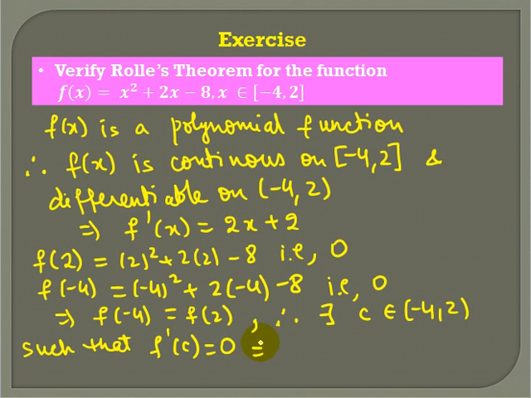So if we replace x by c, we get 2c plus 2 is equal to 0. And this provides us the value of c, which comes out to be -1. And you can see it belongs to the given interval, which is -4 to 2. So what do we find here? Rolle's theorem is applicable for this case.